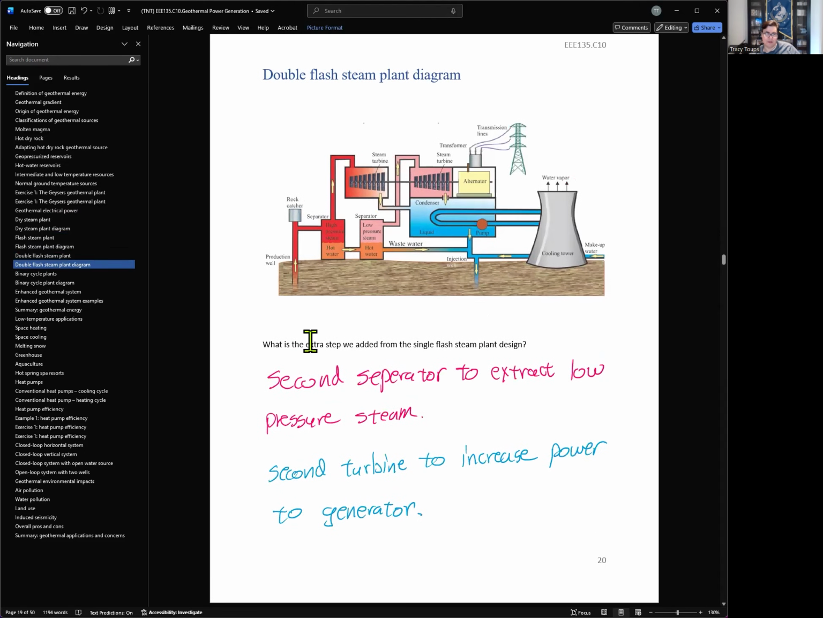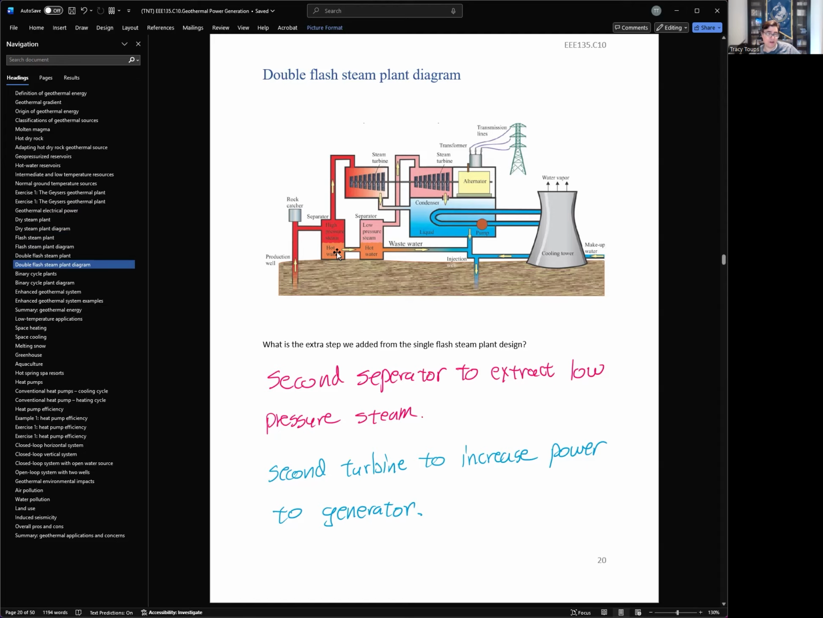Okay. So here, what extra steps do we add from a single flash steam plant design? We get the really hot flash steam coming out. You have your high pressure separator right here, so you get high pressure steam and water coming in here. And remember, just because it expands doesn't mean this is ambient pressure in the air. It's still high pressure within the separator, but it's lower pressure compared to underground. So we let 50% of the volume increase to let some of the high pressure steam go.